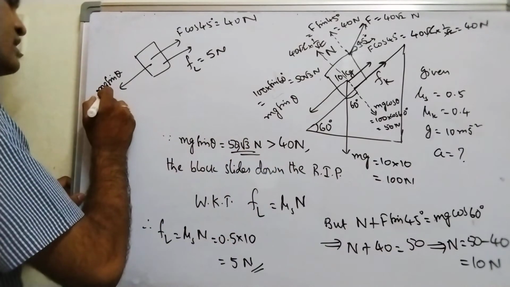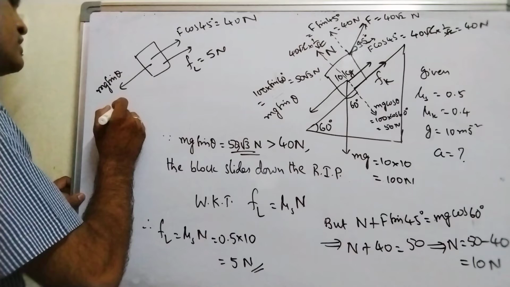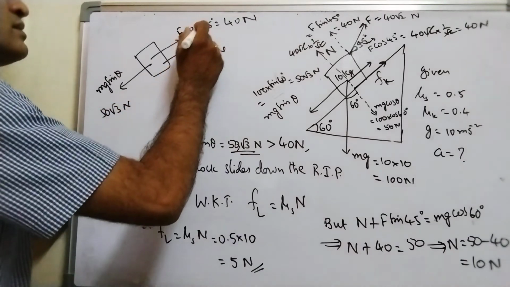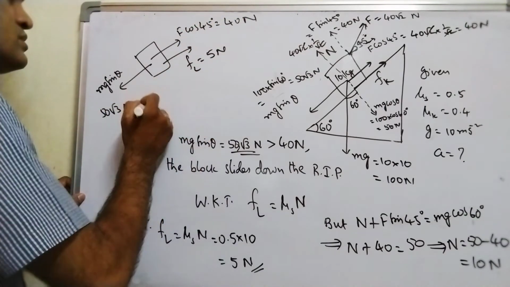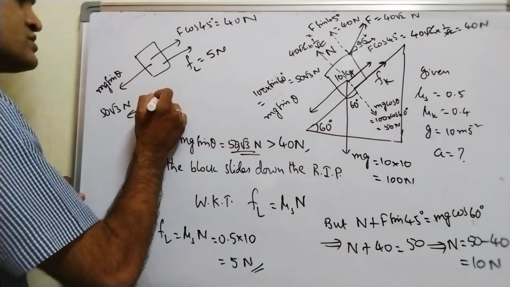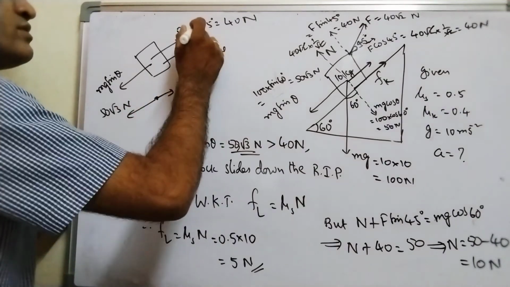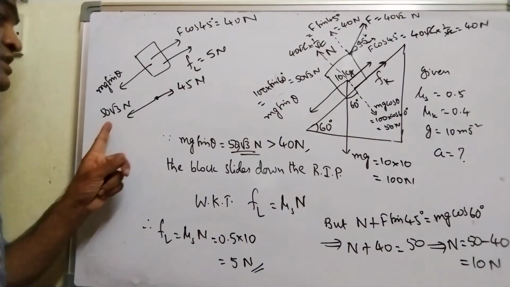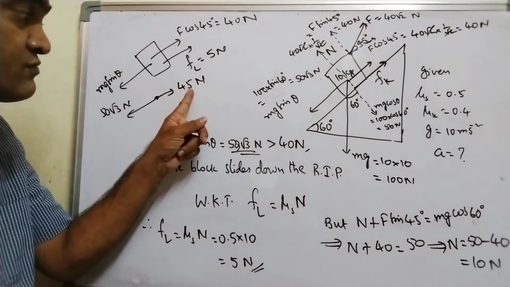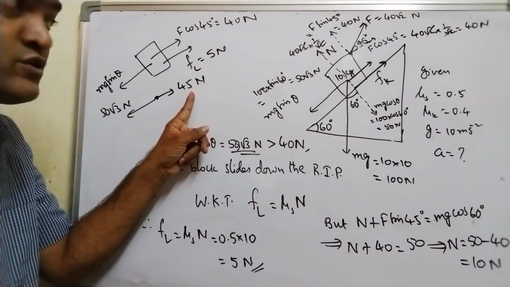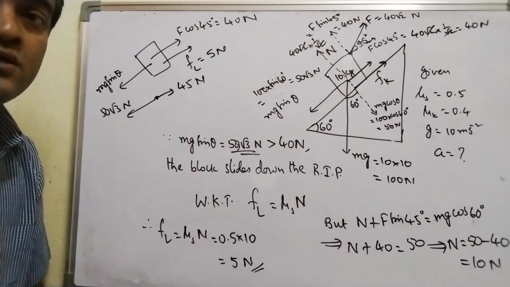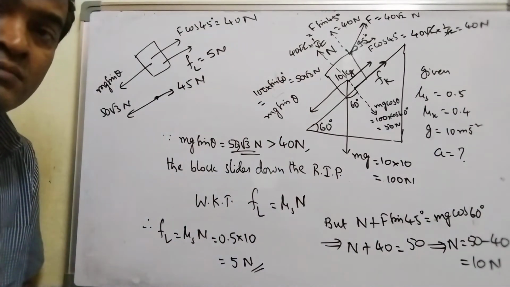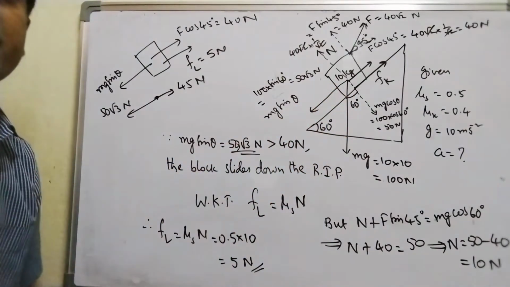50 root 3. This value is 50 root 3 Newton. And here, when you sum up these two, this is in downward direction, this is block. When you sum up these two, 40 plus 5, 45 Newton. Still this 50 root 3 Newton is greater than 45 Newton. Then what can you expect from the block? You can expect the block must be sliding down the plane.